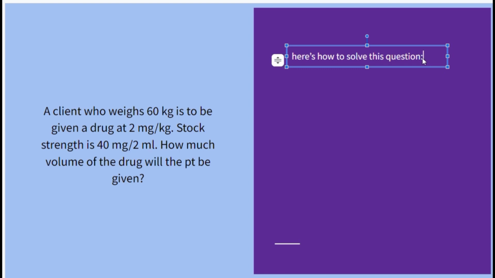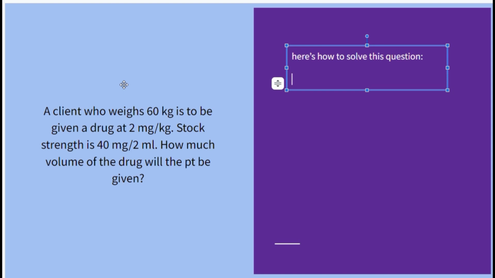Let's see. A client who weighs 60 kilograms is to be given a drug at 2 milligrams per kg. And the stock that we have is 40 milligrams in every 2 mLs. So how much volume of the drug will the patient be given? Volume means they're asking us how many mLs, so X mLs, right?